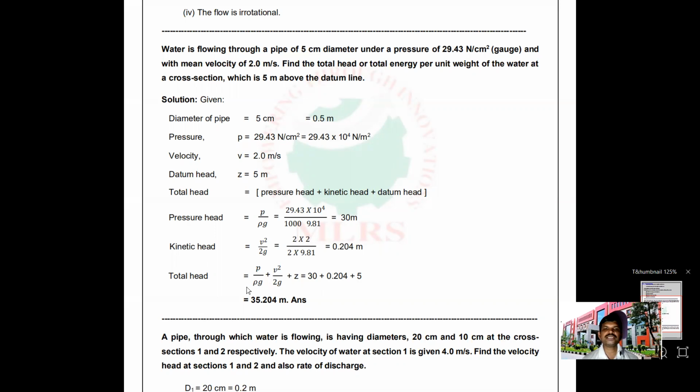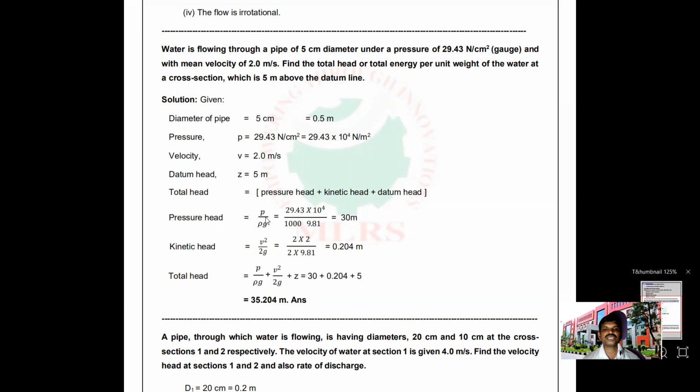So the total head or total energy is nothing but the Bernoulli's equation, the summation of pressure head, kinetic head, and potential head. So please see the equation here: P by rho g plus V square by 2g plus Z. Now we must calculate one by one. First, P by rho g, the pressure head.